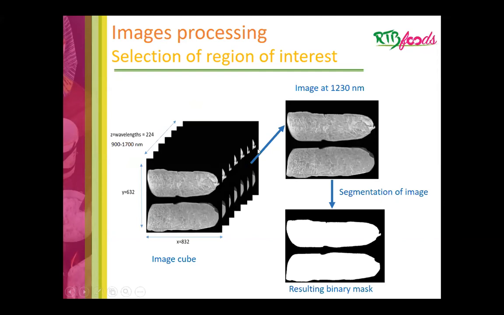We used only one image at 1230 nanometers to select the region of interest by simple segmentation, and the result, a binary mask, is created. As you can see, this is the binary mask. In white you have the region of interest, and in black you have no region of interest. Of course, for each image we apply the corresponding mask to select the region of interest.